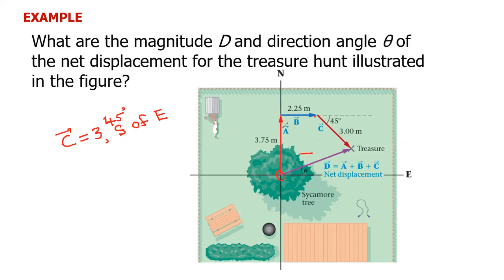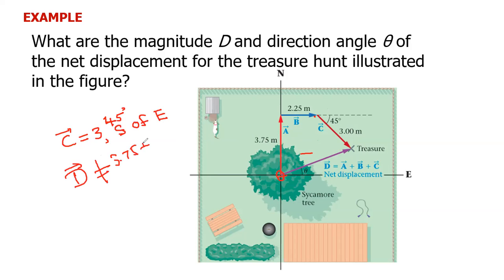And those are the 3 segments he goes. It's asking for the net displacement, the total displacement from here to here. And make sure this displacement is a vector. You cannot just add those 3.75, 2.25 and 3. That's completely wrong. Okay.